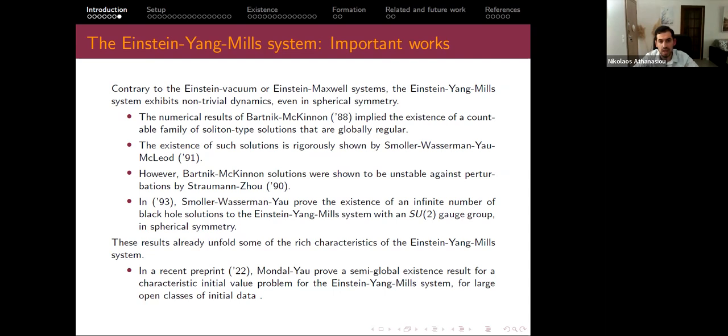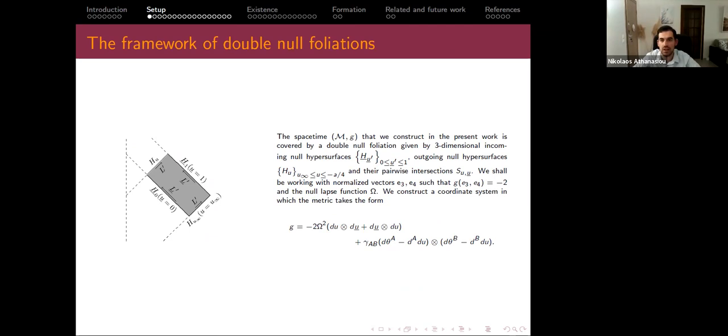But in this paper, it's not yet highlighted along which way the data should be large to make sure that we get a trapped surface eventually. So this is the question that we address in the current work. So we form trapped surfaces for the Einstein-Yang-Mills system.